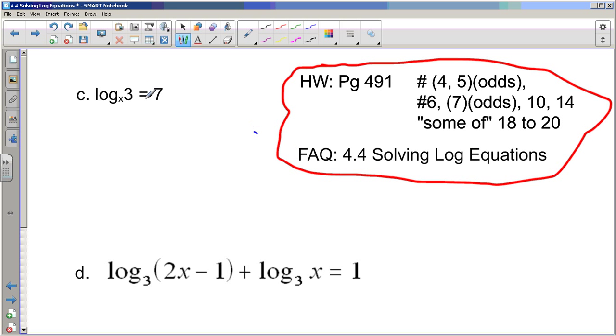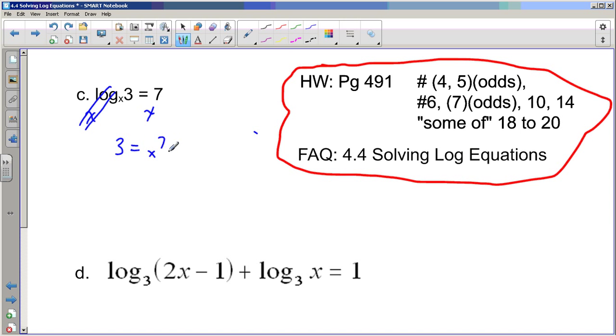This one doesn't look any harder than the ones from the 3-minute review. What's the idea? The idea here is, how do I get rid of this log base x? Well, I'm going to do the opposite operation of log base x, which is exponential function base x. And how does that look? Well, I've got a function composed with its inverse. This part wipes out, and I'm left with just 3.